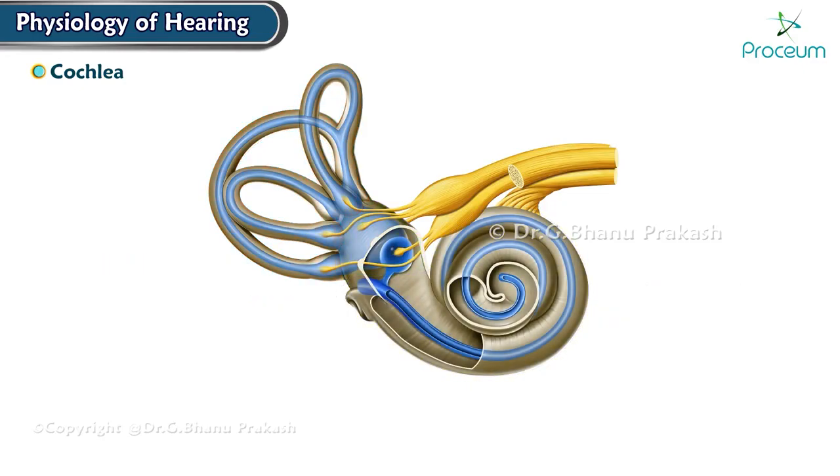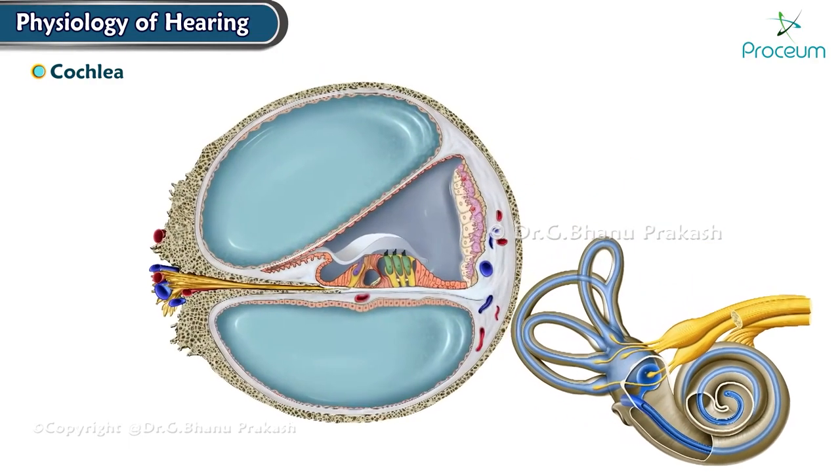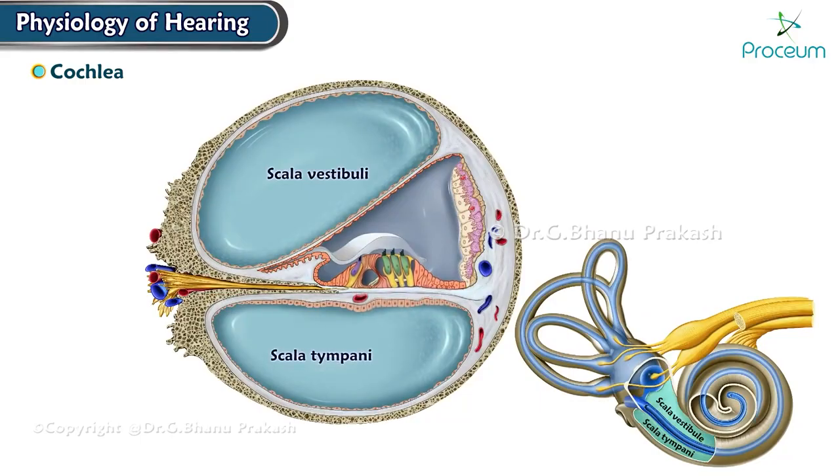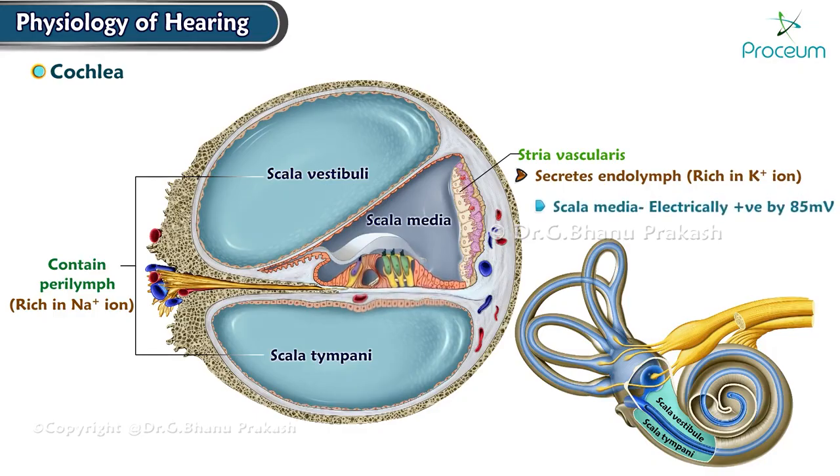Cochlea physiology. The cochlea is 35 millimeters long and makes 2 3/4 turns. The upper scala vestibuli and the lower scala tympani contain perilymph, which is rich in sodium ion. The scala media is the middle cochlear chamber, which has stria vascularis that secretes endolymph, which is rich in potassium ion. Scala media is electrically positive by 85 millivolt, the endocochlear potential, relative to the scala vestibuli and scala tympani.